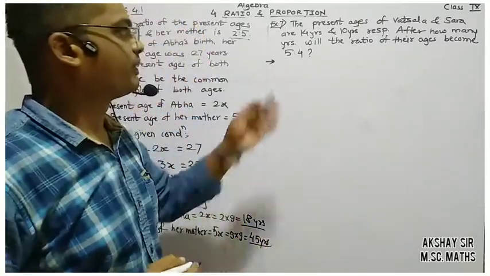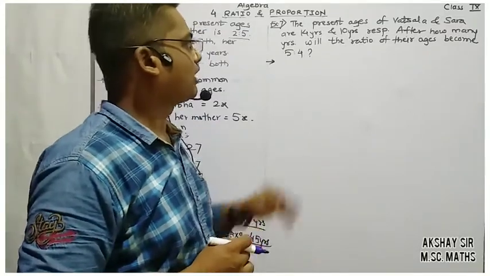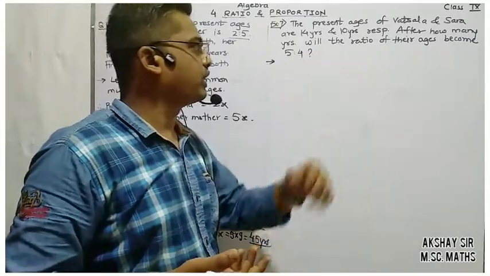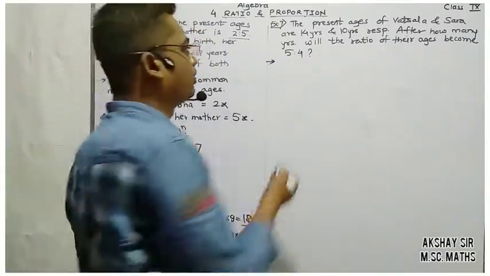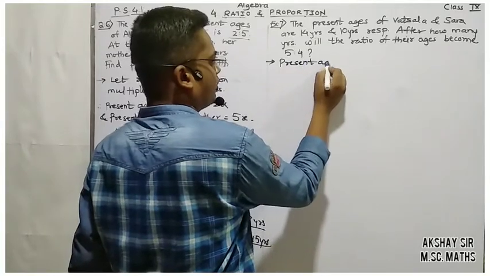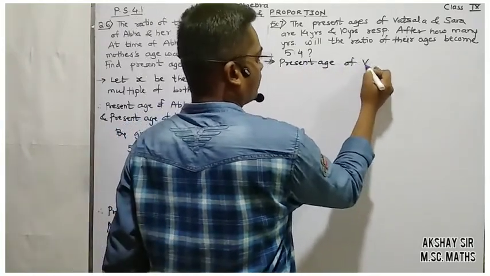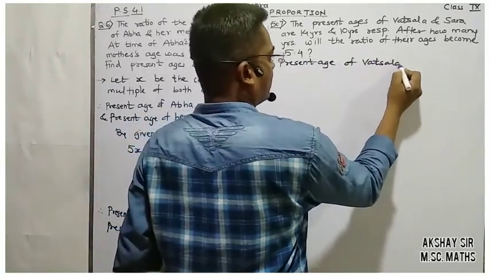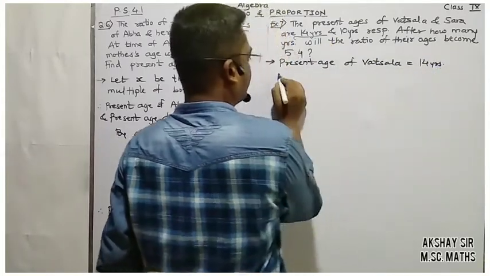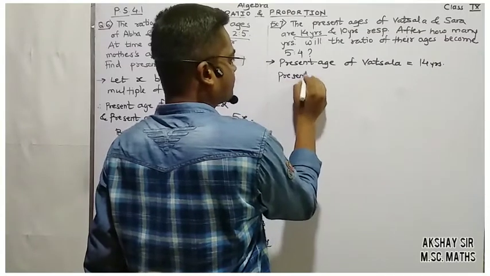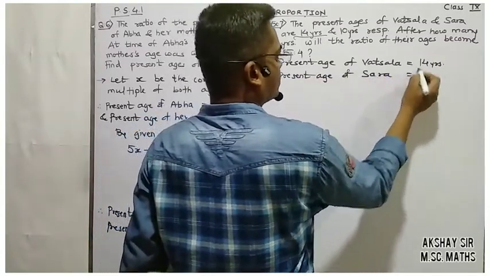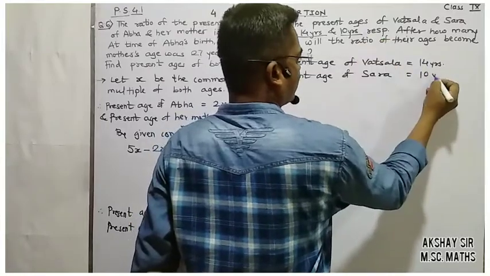Example number 7. The present ages of Vatsala and Sara are 14 years and 10 years respectively. After how many years will the ratio of their ages become 5:4? So first of all we have the present ages given. Let us take present age of Vatsala. It's given as 14 years. So let us take it as 14 years. And present age of Sara equals to, it is given as 10 years. So let us take it as 10 years.